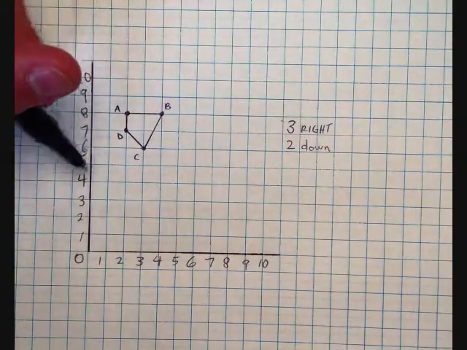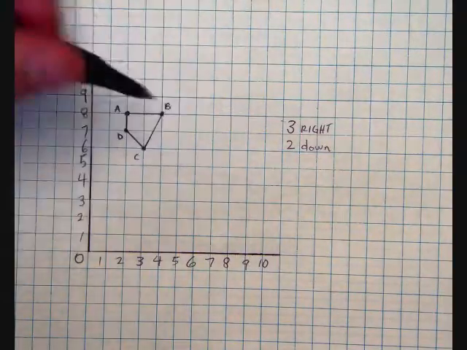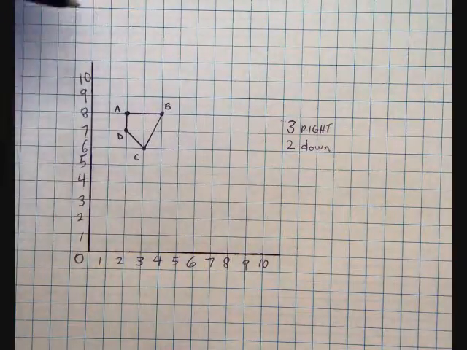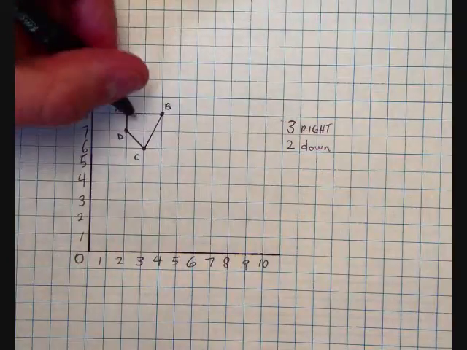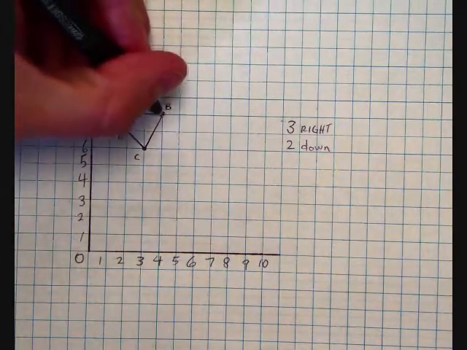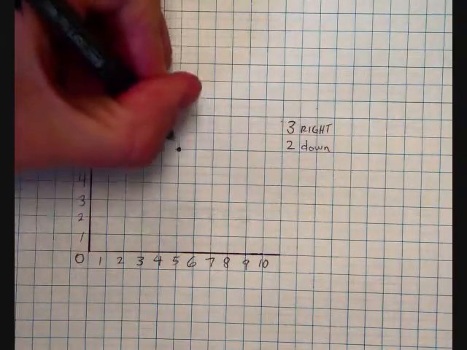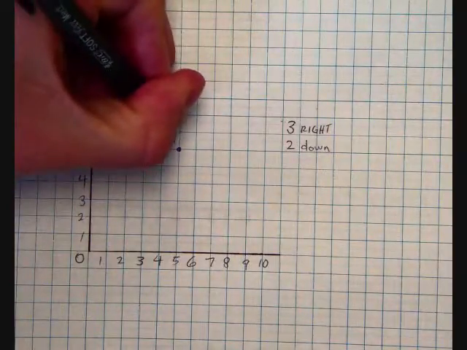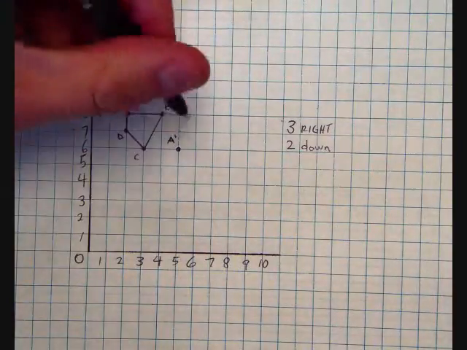So rather than try to think of this as moving a polygon like this, I'm going to move each point according to this criteria. For my A point, I'm going to go 1, 2, 3 right, 1, 2 down. And this is going to be my new A point. I'm going to put a little apostrophe beside it and call it A prime. That's to show that it's an image and not the original figure.